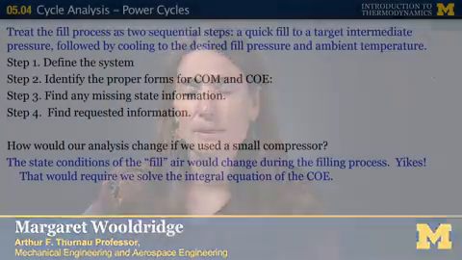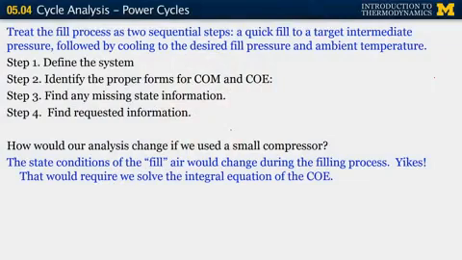Welcome back. So we wanted to understand how our analysis would change if we used a small compressor, which is another way of saying how our analysis would change if the mass flow rate wasn't constant, because maybe my compressor couldn't keep up with the supply that was required, or if we drained a tank. So let's say the pressure within a tank was decreasing as a function of time. So the state conditions and the mass flow rate could be changing as a function of time.